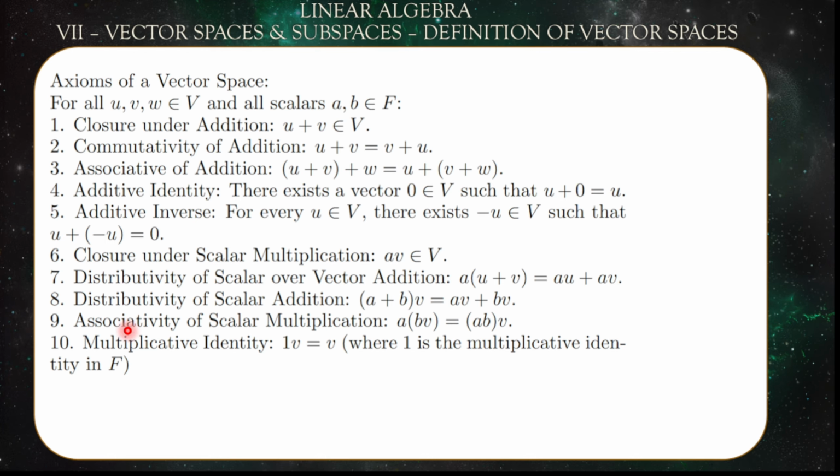Then 9, associativity of scalar multiplication. So a(bv) is equal to (ab) times v. Okay, the same thing, a and b being the scalars and v the vector. 10, multiplicative identity. So 1v equals v, where 1 is the multiplicative identity in F. Okay, it is the identity where when you multiply it by v, v remains v. It gives you back v without any alteration.